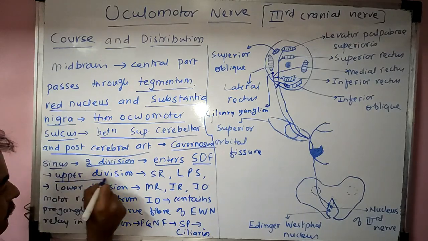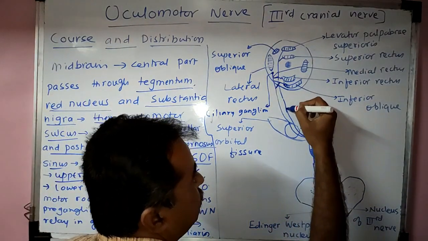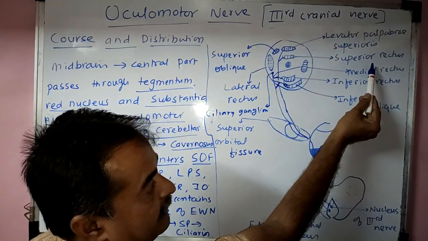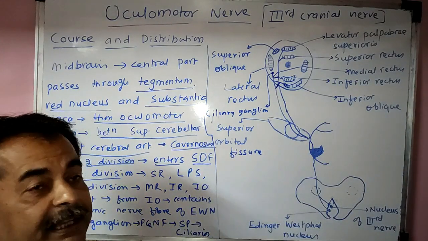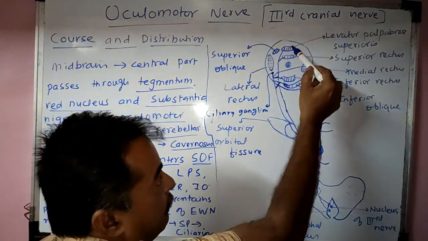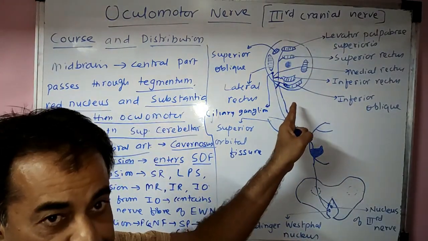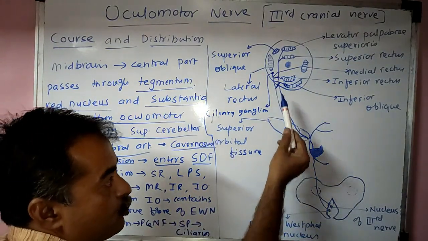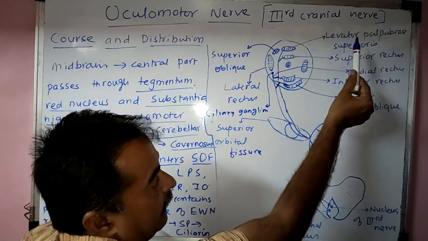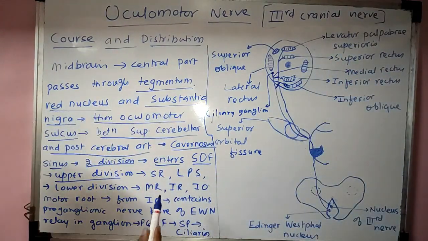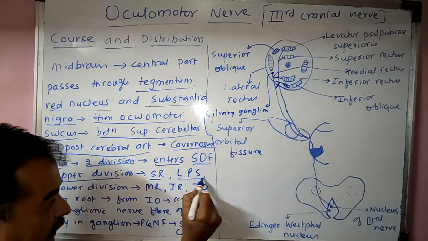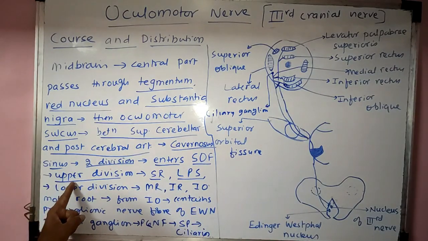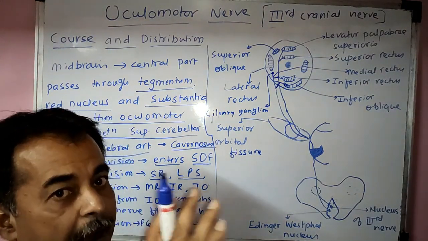See, this is the upper division. The upper division, which goes upward, supplies the superior rectus and the levator palpebrae superioris. These upper two muscles are supplied by the superior division. So after leaving the superior orbital fissure, the upper division supplies the levator palpebrae superioris and the superior rectus.